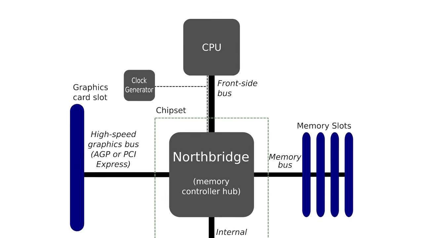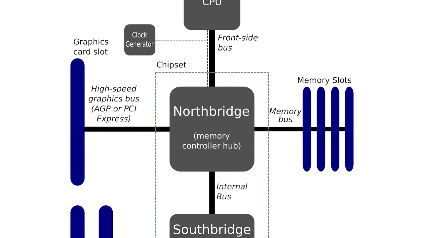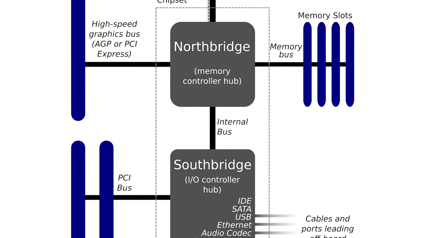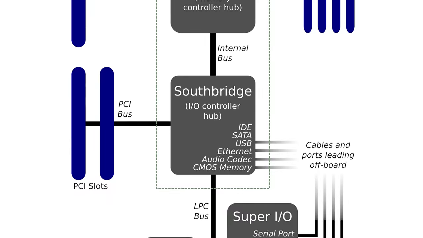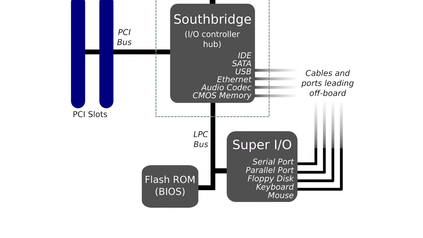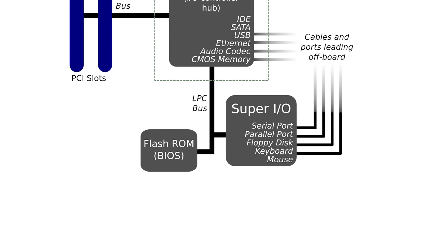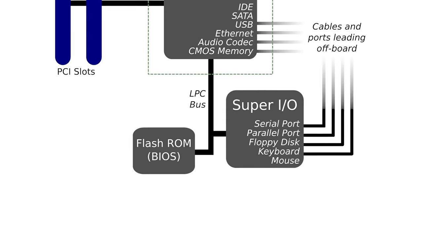However, there's an often forgotten part of the ISA story, and that's LPC. You see, around the time ISA was being replaced by PCI, Intel realized that it needed a simple bus to handle legacy lower speed devices like serial and parallel ports and floppy disk drives.